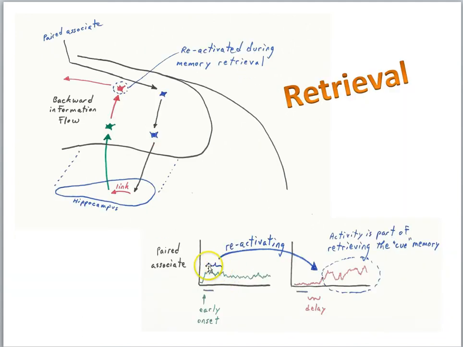With our graph down here, the idea is that the MTL neuron's activity was the trigger for the activity of the TE neuron, which showed the delay here. So the TE neuron's activity is part of retrieving the memory for the cue stimulus, and this supports the reactivation hypothesis that memories are in part stored in the same population of cells that are used to process the stimulus in the first place.